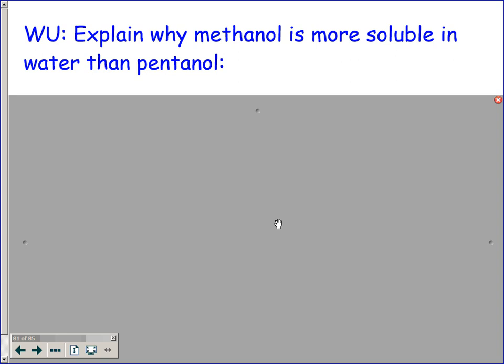Okay, that's a true statement. Methanol is smaller than pentanol, but that does not include the fact that methanol is more polarizable. Is that what you guys are suggesting? Okay, so not quite. Can I get another table?